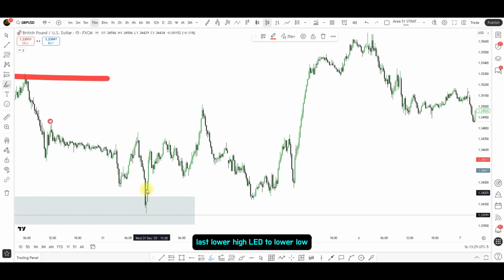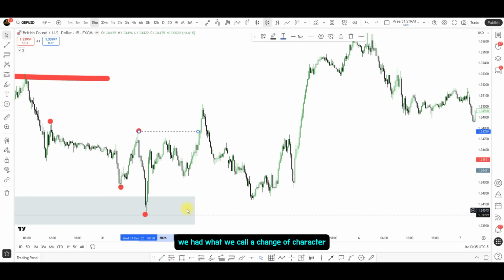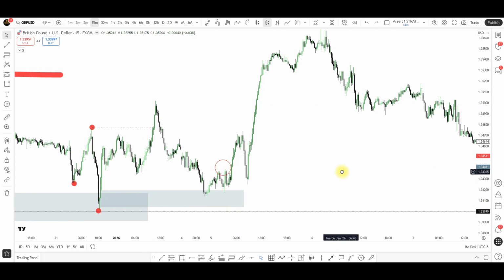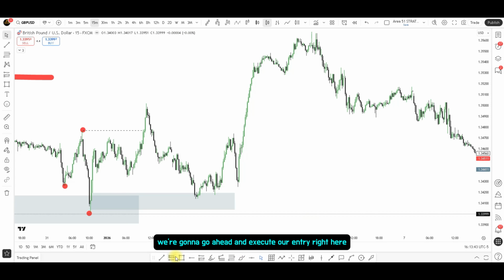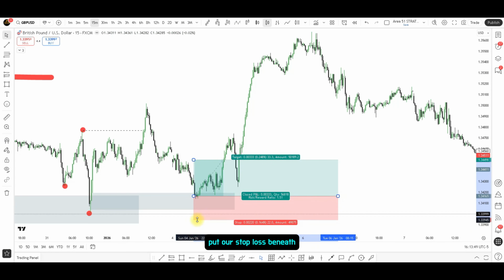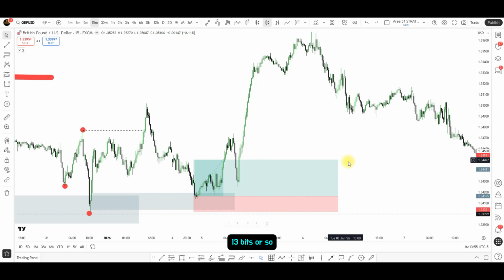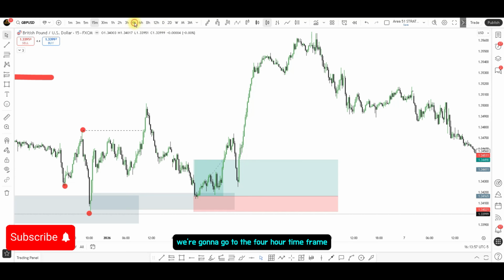Last lower high led to lower low, lower high led to lower low, and then right after that we had what we call a change of character. Once we get this change of character, we have a clear demand zone right here. We're gonna go ahead and execute our entry right here. Put our stop loss beneath, around 13 pips or so.